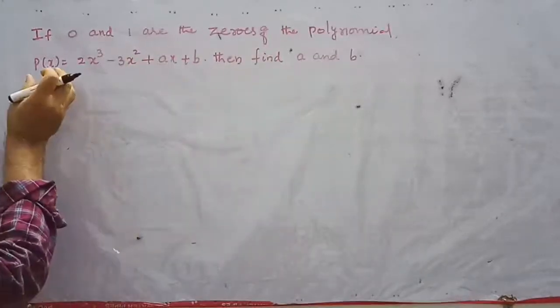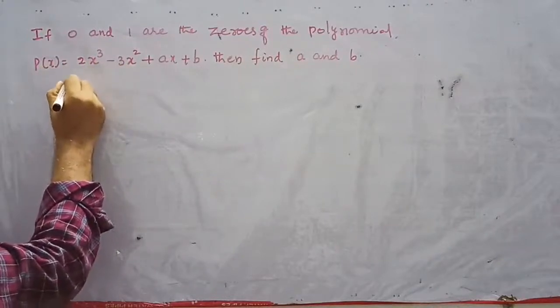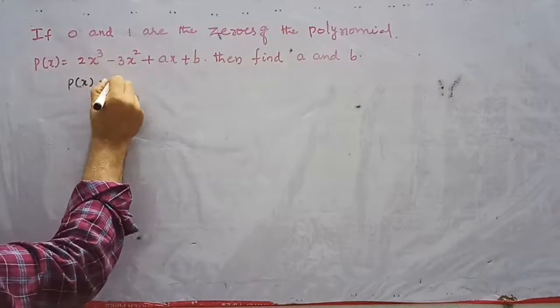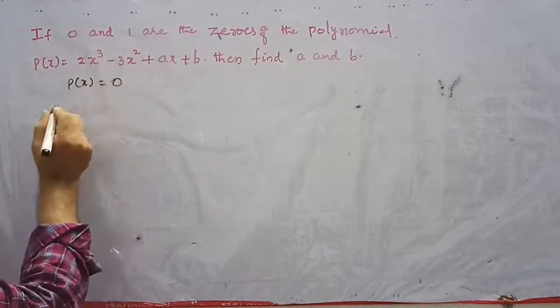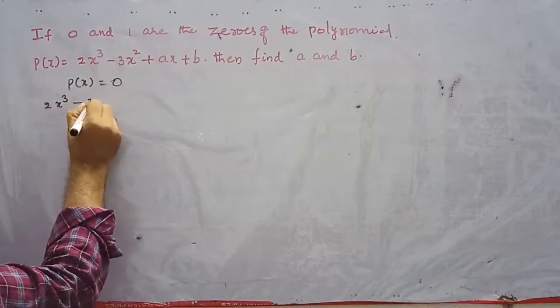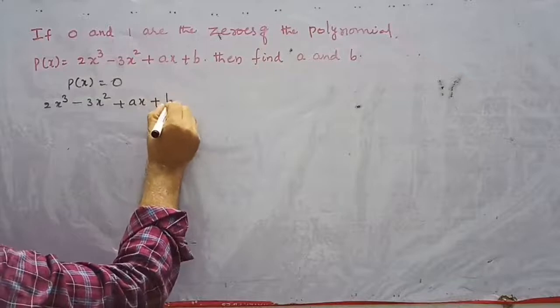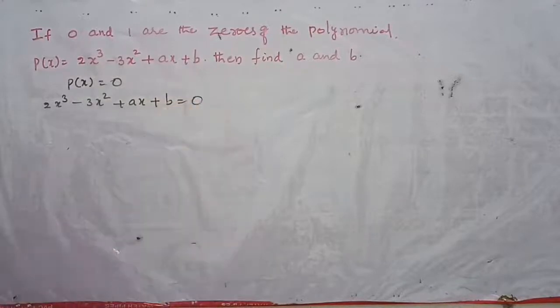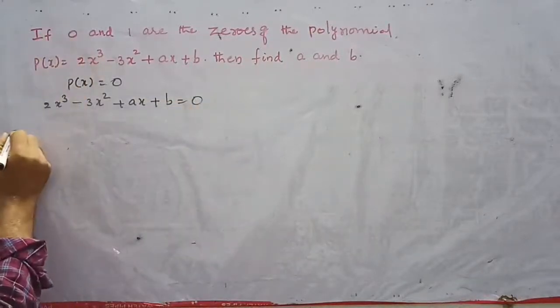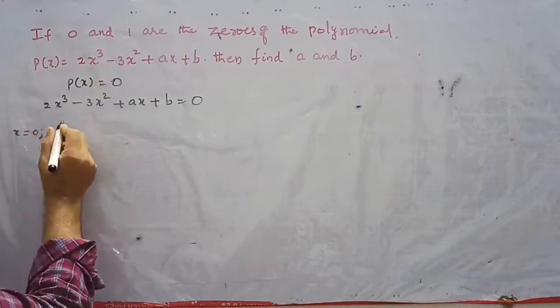That means the given polynomial P of x is equal to 0. So first one, P of x is equal to 0. What is P of x now? 2x cube minus 3x square plus ax plus b is equal to 0. Now first one, 0. So at x is equal to 0, substitute x is equal to 0 in this polynomial.